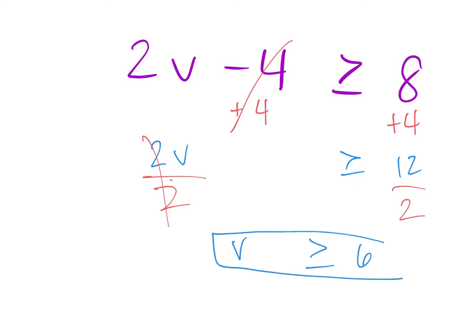Did I forget to flip the sign? No. Why did I not flip the sign here? Because it's a positive. Alex. I did not divide by a negative, okay? Even if that was negative 12 on the right and I divided by 2, as long as you divide by a positive number, nothing changes. We're sitting nice and pretty. Okay, so v is greater than or equal to 6.